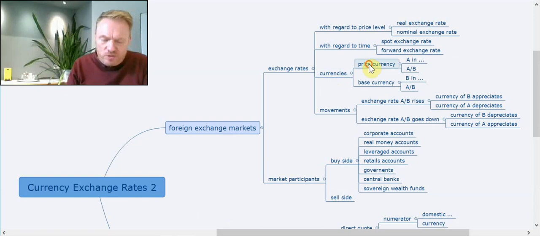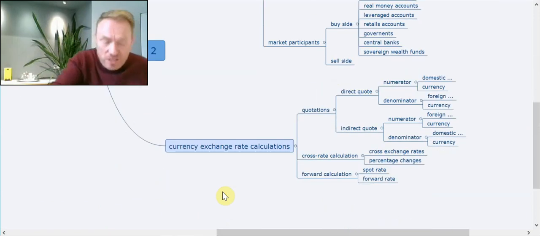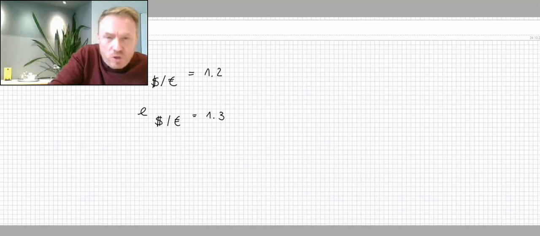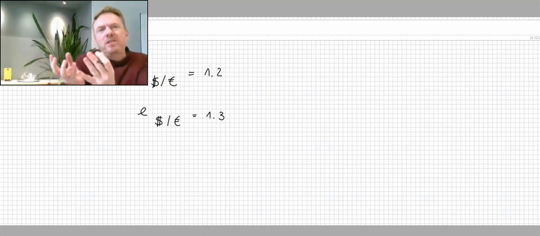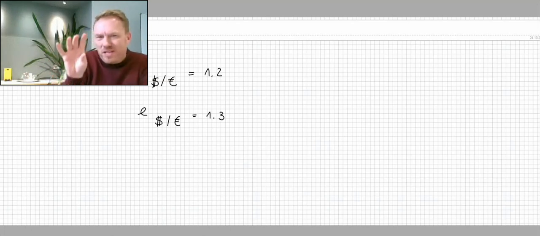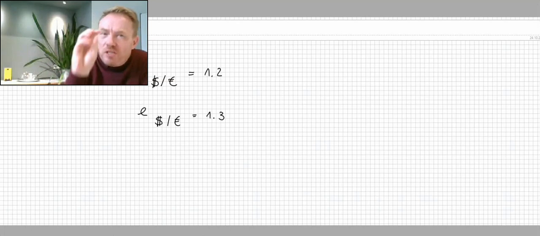So we talked about price currency and base currency, and this will be stressed later on, in a minute or so, in the quotations: the direct quote and the indirect quote. If I tell you again that the exchange rate is $1.2 for 1 euro, it's always for 1 single unit of the denominator. If there's a fraction, the thing in the numerator always refers to the denominator. It's always per 1 unit of the denominator, that's for sure.